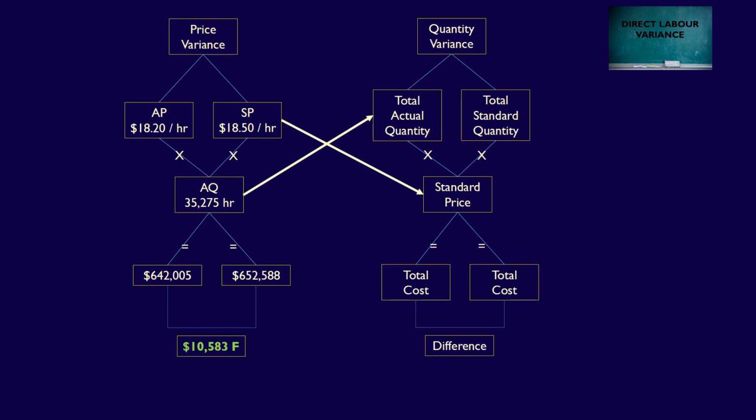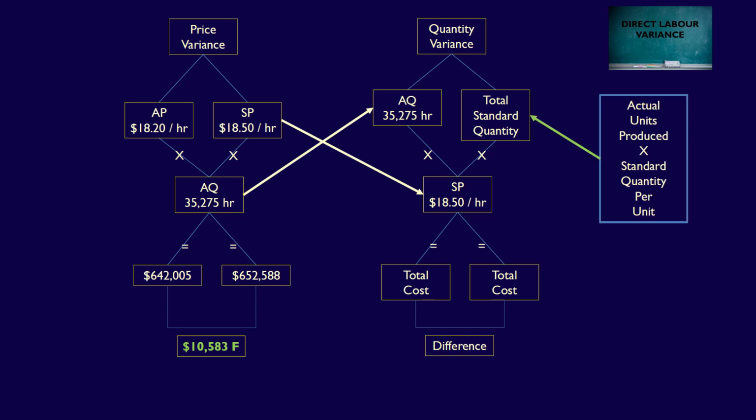Using the price variance that we already calculated, we know that the standard price per hour is $18.50, so we can transfer that to the quantity variance. In addition, because the actual quantity is always the same, we can transfer the actual quantity, 35,275 hours. We only need the total standard quantity, for which we have a formula: actual units produced multiplied by the standard quantity per unit, and that standard quantity per unit is the standard direct labor hours per unit.